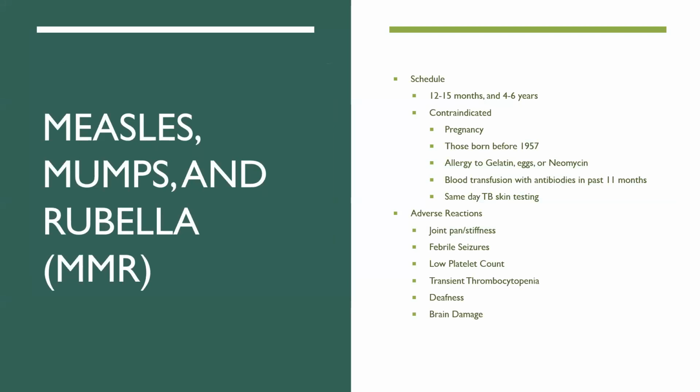And we have the measles, mumps, and rubella, or the MMR. This is given at 12 to 15 months, and then again between 4 and 6 years of age. It is contraindicated in those that are pregnant, those born before the year 1957. This is the one vaccine that we would have contraindicated if they do have an allergy to eggs, as well as to gelatin or neomycin. They cannot receive an MMR if they have received a blood transfusion with antibodies in the past 11 months. And we cannot give this on the same day that we do TB skin testing. Adverse reactions would include joint pain and stiffness, febrile seizures, low platelet count, transient thrombocytopenia, deafness, and brain damage.